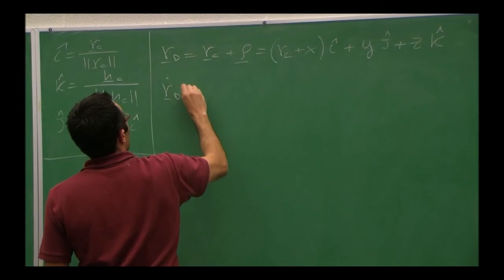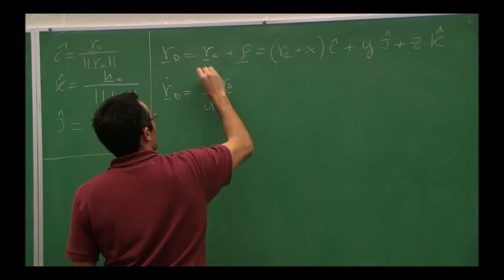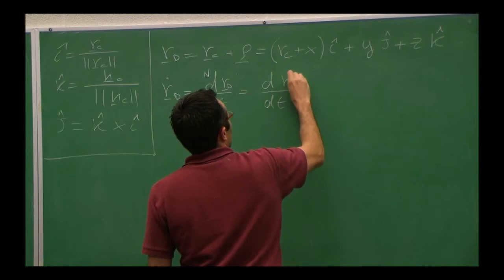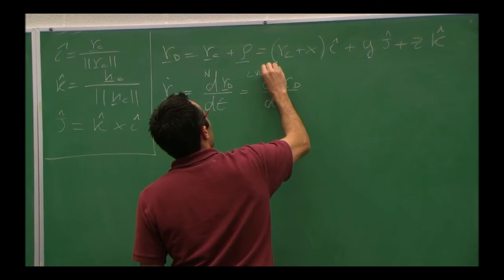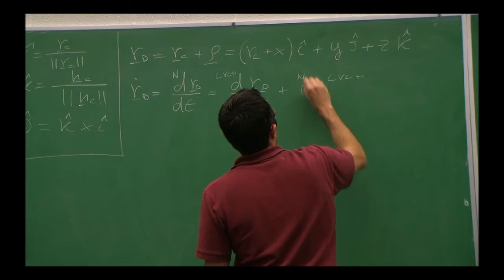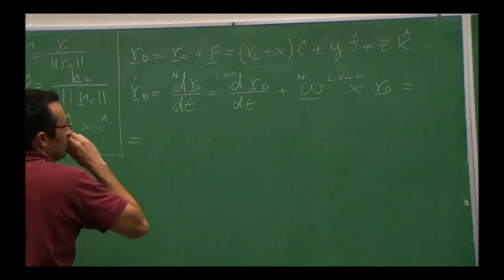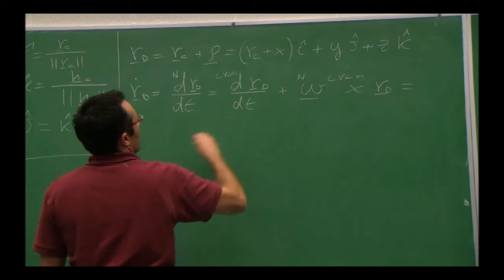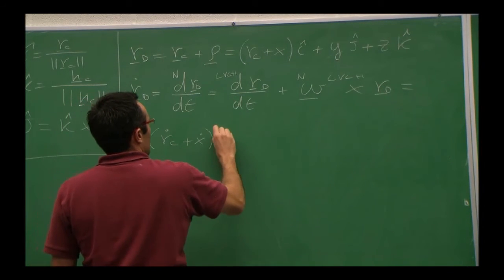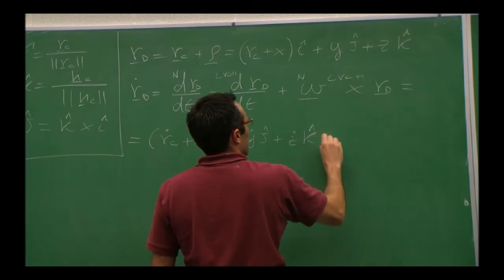What is R_D dot? Which, in other words, is the rate of change of R_D with respect to n. Well, according to the transport theorem, it is the rate of change of the same vector with respect to LVLH plus the angular velocity of LVLH with respect to n, crossing the vector itself. Now, if I do this, the rate of change with respect to LVLH, just looking at the coefficients, is R_C dot plus X dot I plus Y dot J plus Z dot K.